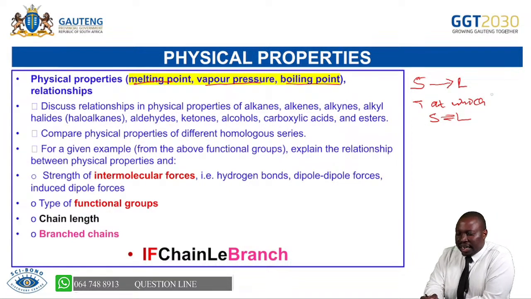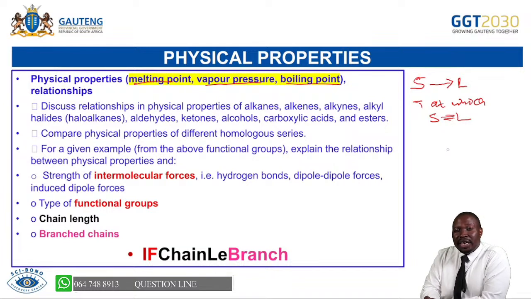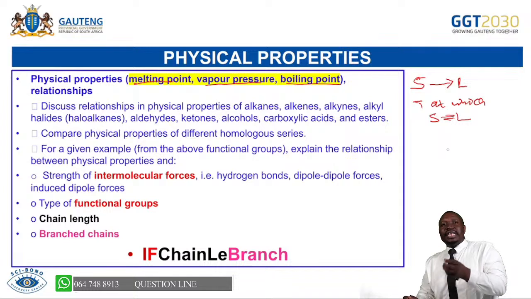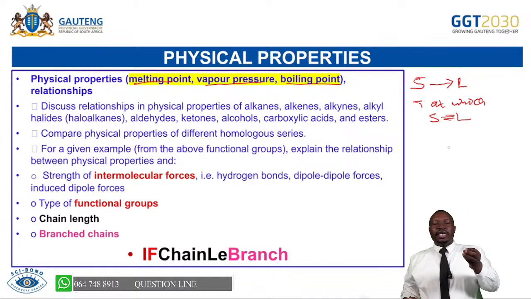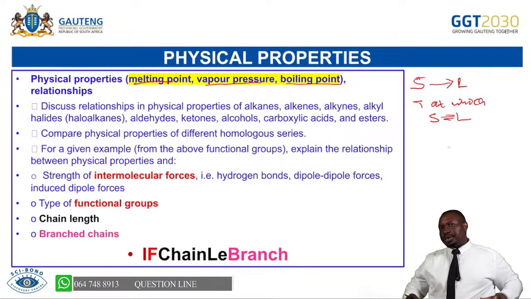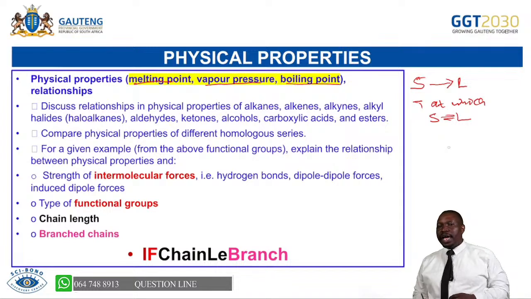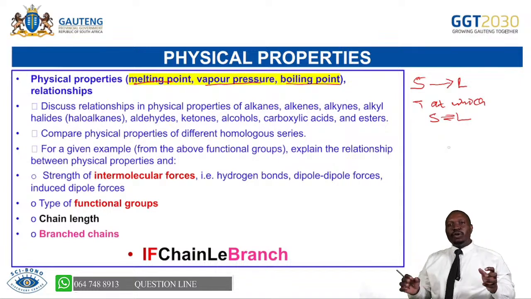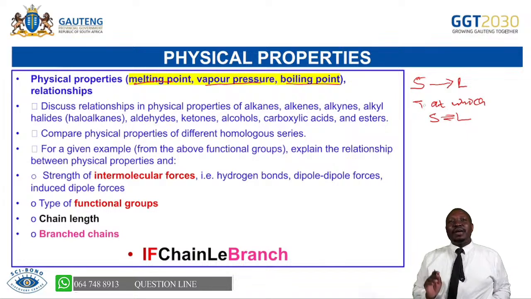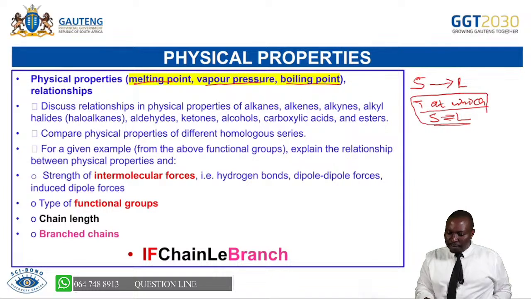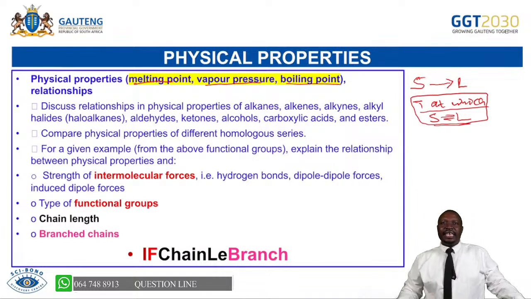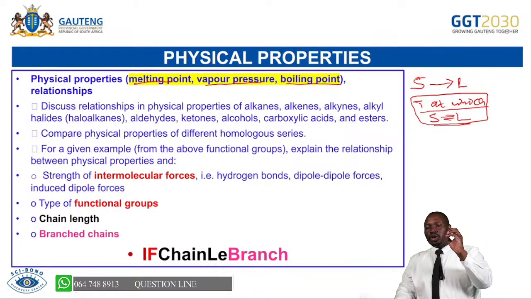It means the rate at which the solid is forming the liquid is equal to the rate at which the liquid is forming the solid, which means that at the melting point, you are having both solid and liquid. You don't have only liquid. Hence, you are saying the solid phase and the liquid phase are at equilibrium. So you know, melting point is not a point, it's a temperature at which the solid phase and the liquid phase are at equilibrium. Please have that understanding.